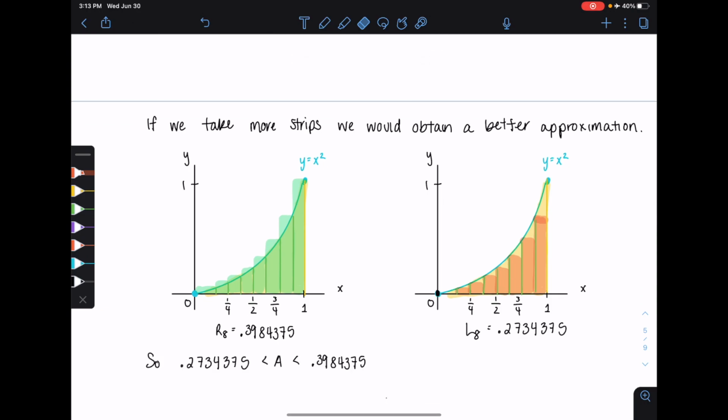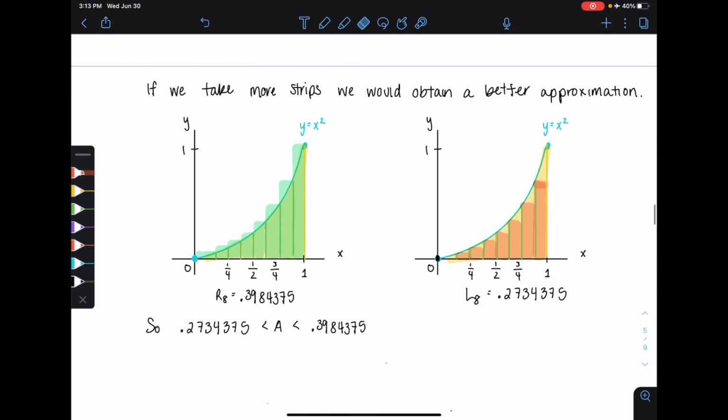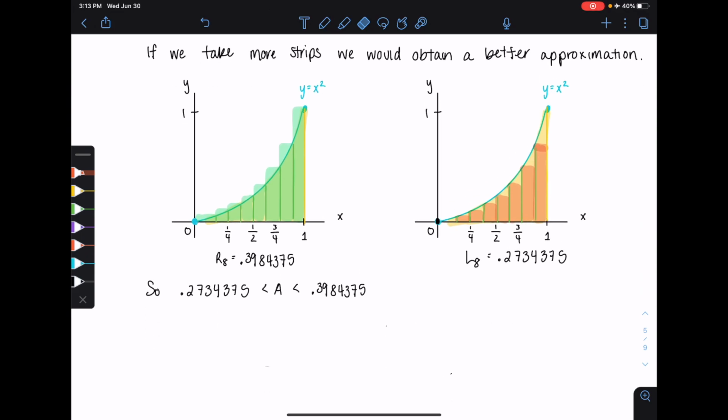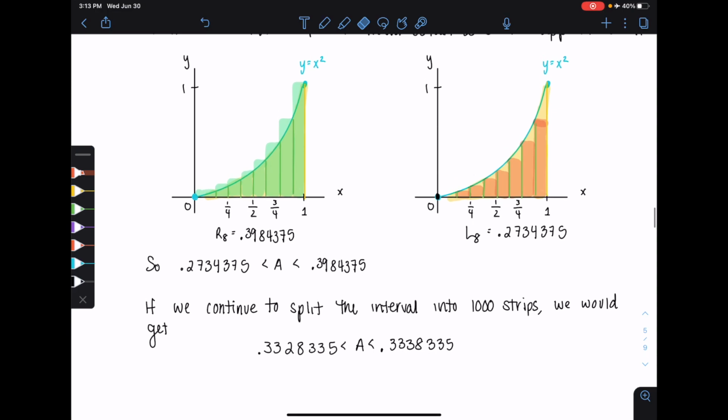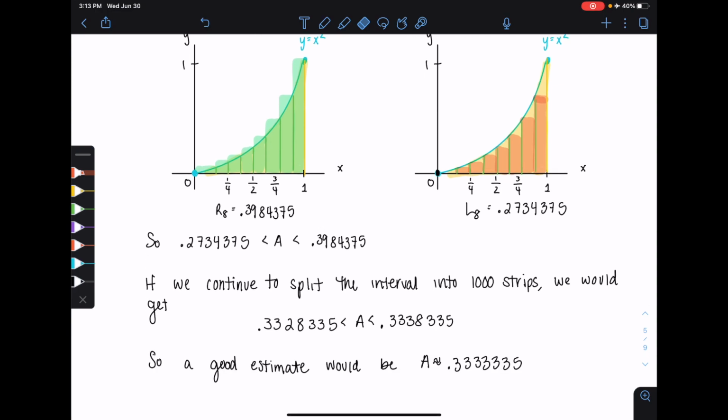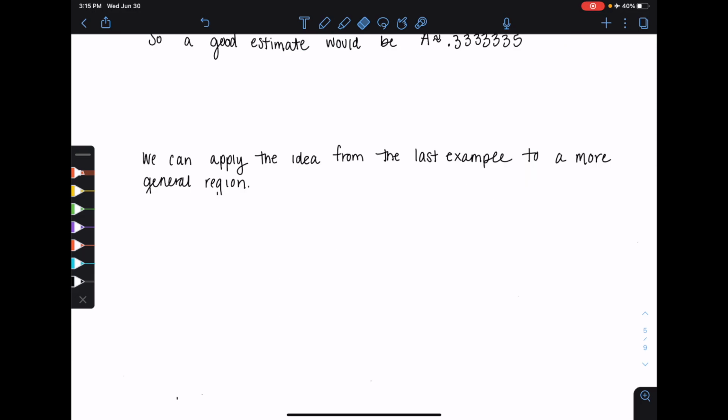So again, your area is going to be trapped between these two numbers. And you could keep doing this process over and over. If you did 1,000 strips, your area would be trapped between these two quantities. So ultimately, a good estimate is probably around 0.333335. And this is going to be where a true definition of area comes into play.